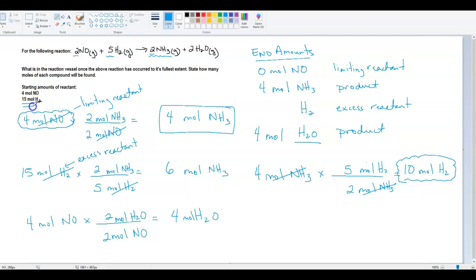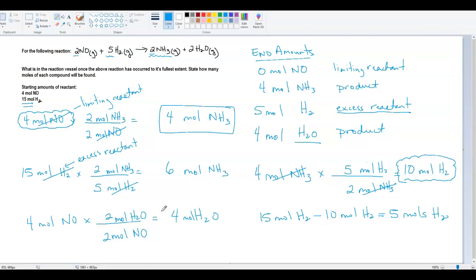If we started out with 15 moles of hydrogen gas and 10 moles of it were used, remember, this is the excess reactant, then that means there's going to be 5 moles left over of our hydrogen gas in that reactant vessel that didn't get used. So there is that final amount, 5 moles of hydrogen gas. That's our excess reactant, and that's what's going to be left behind when all of our nitrogen monoxide is used, as it's the limiting reactant.